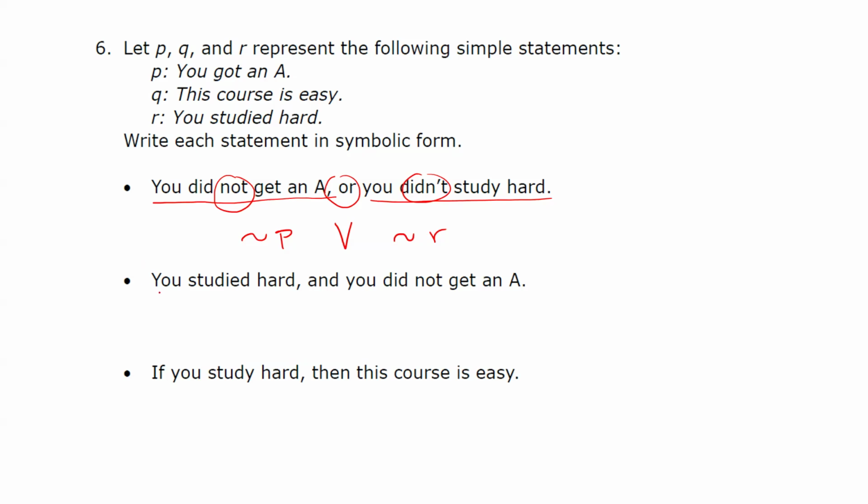Okay. Next one, you studied hard and you did not get an A. So and is the up arrow. You studied hard is R. You did get an A is P, but our statement says you did not get an A. So that would be not P.